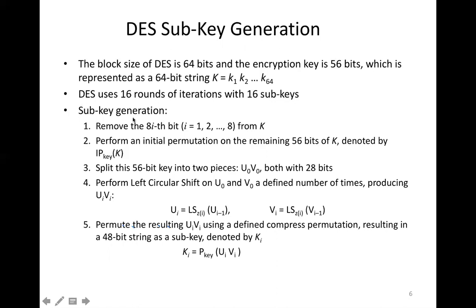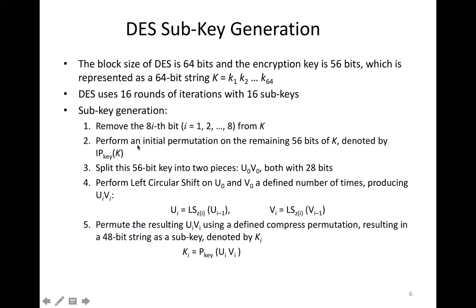So now we first look at the subkey generation algorithm. It first removes the parity bits, which means that it removes K sub 8, K sub 16, and K sub 64 from K. After removing these 8 bits, you have 56 bits left. These 56 bits are used to generate subkeys.